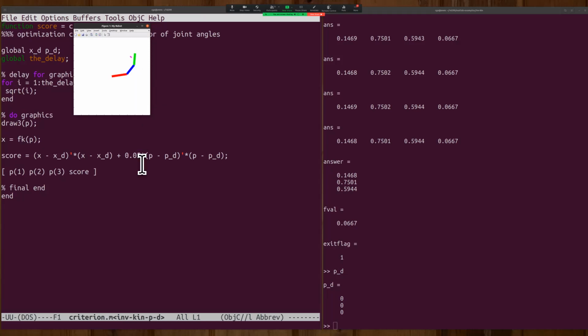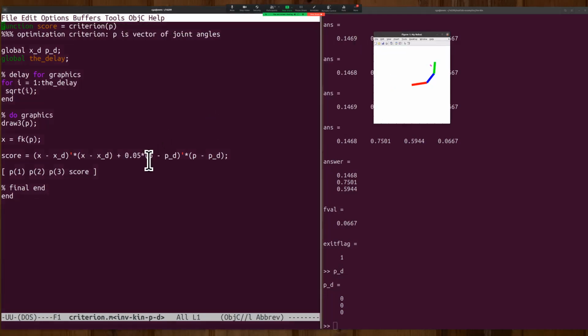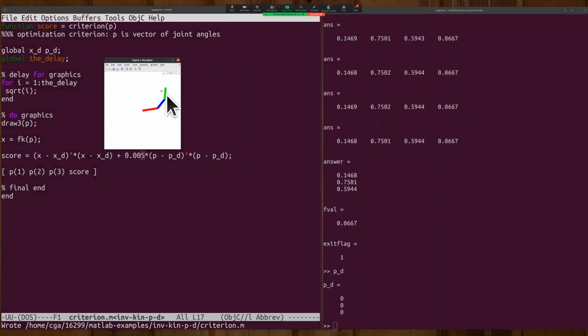And if this weight is bigger, the error between the tip and the target is going to be bigger, and the angles are going to be less bent. If this weight is smaller, the angles are going to be bent more, and we'll be closer to the target. So let's test that. Right now it's 0.05, and let's make it a tenth as big. And now you have to remember how big that error is. And let me also get rid of the delay.